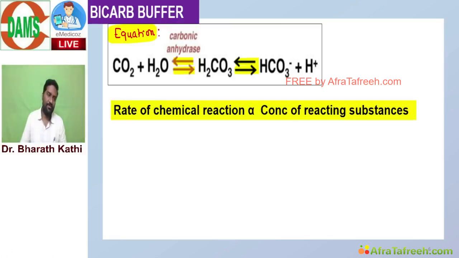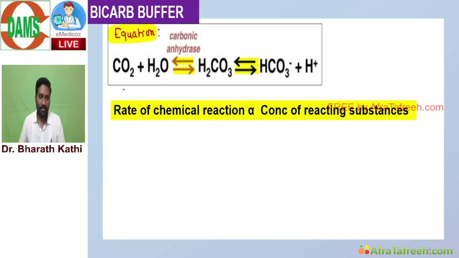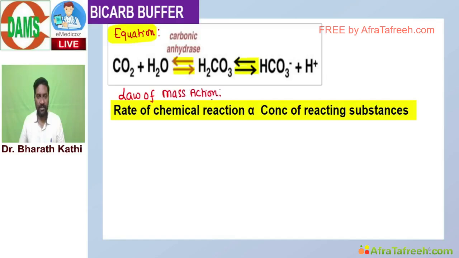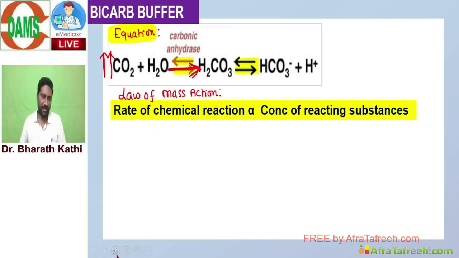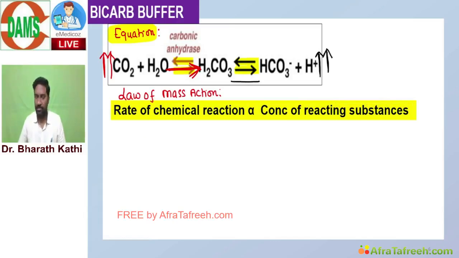Let us see the need of the body. This equation follows the law of mass action. Simple school level chemistry: it mentions that the rate of a chemical reaction is proportional to the concentration of reacting substances. Now suppose the concentration of CO2 has increased in your body. This equation will predominantly move in this direction. Now if at all H plus has increased in your body, now the reaction will move.